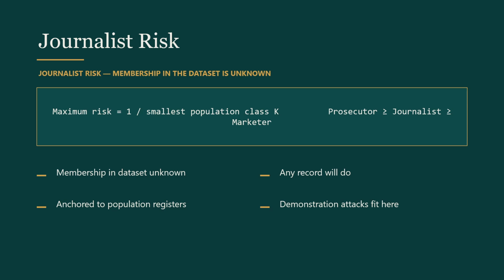Springfield makes the contrast vivid. R10 is sample unique, prosecutor risk 1.0, but thousands of 35-year-old women live in zip code 62704, so her journalist risk is tiny. R06, our 94-year-old, is the terror case. At her age, the population class may truly be size 1, and sample uniqueness and population uniqueness converge. Use the journalist model when membership knowledge is implausible, and the demonstration attack is the threat that matters. The next slide computes it.